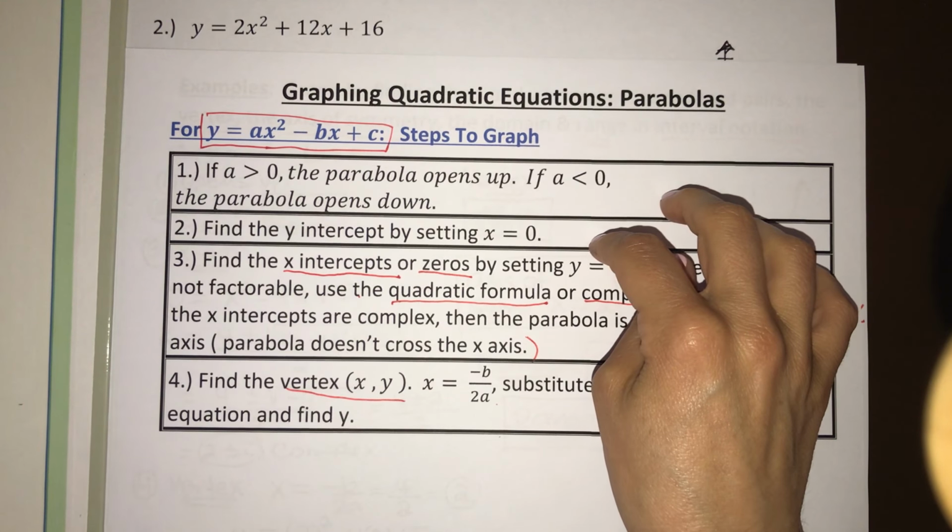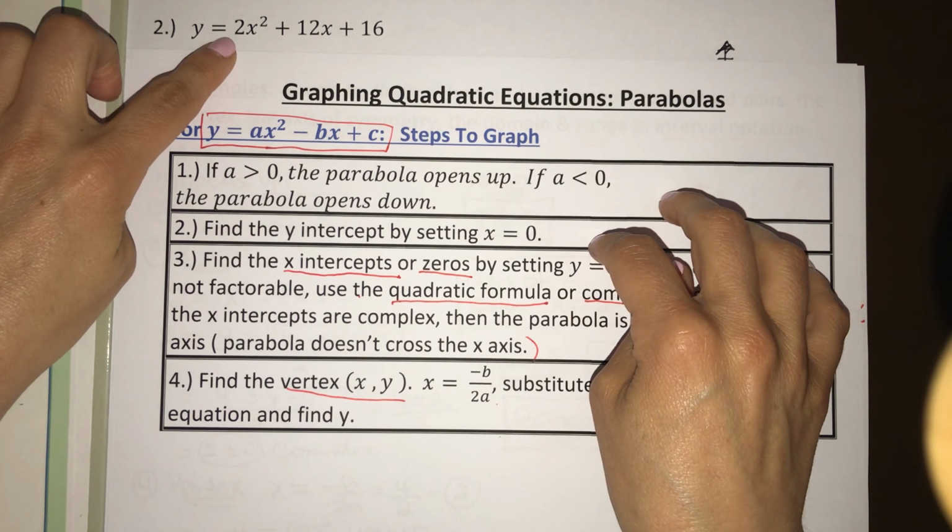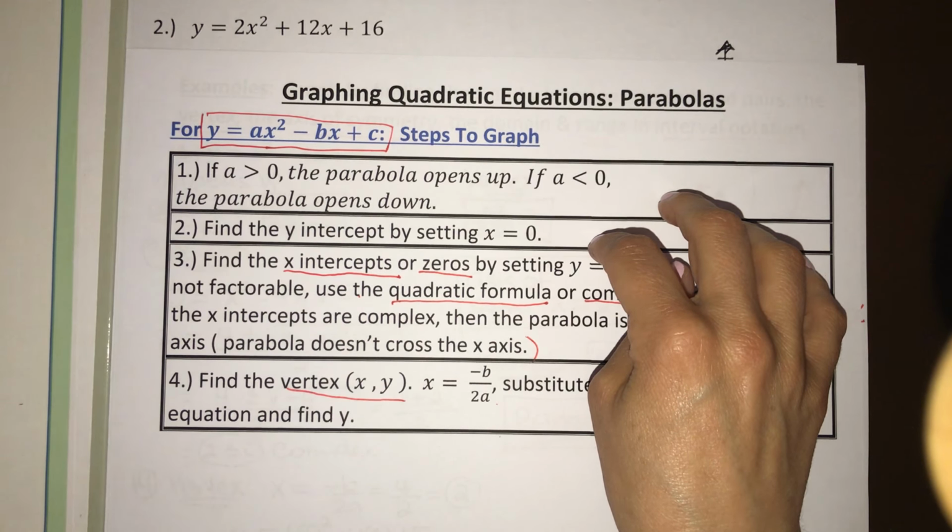So step 1, determine if your parabola opens up or down. Step 2, find the y-intercept. Steps 1 and 2 are pretty quick. We don't have to do any work. My a value is 2, which means the parabola opens up. The y-intercept is 16. It's this constant value because, again, we substitute 0 for x, which makes the first two terms go away, and we're left with 16. And then the third step is where you've got to do a little bit of work, third and fourth steps. So let's start.